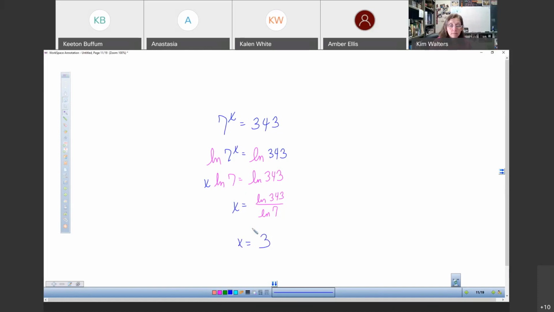So please know that this is definitely an option. Those same problems from section 5.1, if you want to go back and work some of them like this, more power to you, it's great. Absolutely nothing wrong with that.